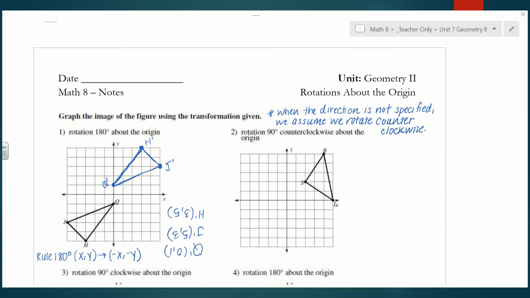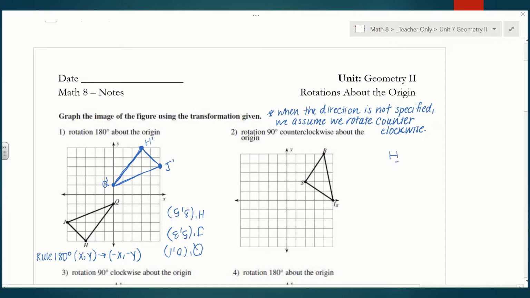Okay, so let's look at number 2. We are now rotating 90 degrees counterclockwise about the origin. So 90 degrees counterclockwise means to take your paper and turn it one time to the left. So I'm going to take your paper to the left. And so when you start writing down your points, you'll see where I'm writing them, and that should help. So let's start with I.